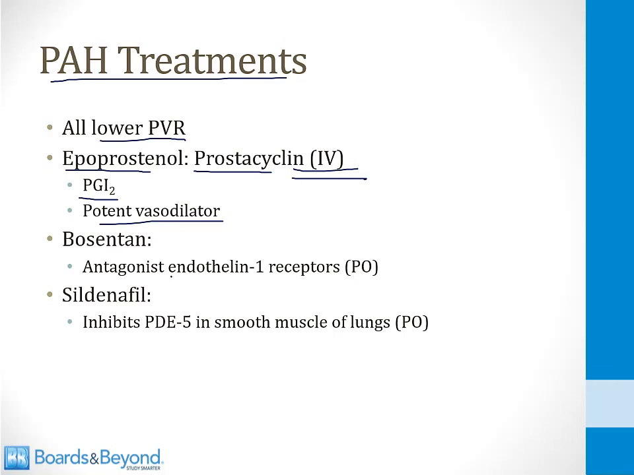Nowadays, we have several oral drugs that can be used. The first one is bosentan, which is an antagonist of endothelin-1 receptors. Blockade of these receptors leads to vasodilation. And the second one is sildenafil, a drug that's also used for erectile dysfunction. It can be used in patients with PAH because it inhibits PDE5 in smooth muscle of the lungs, and that lowers the pulmonary arterial pressure. And that concludes our module.